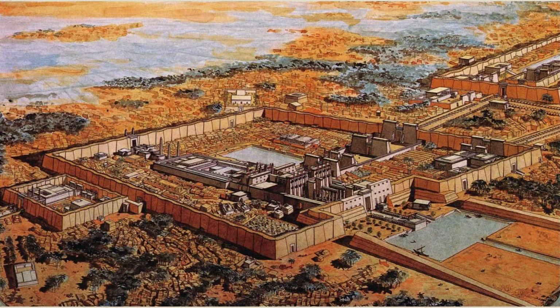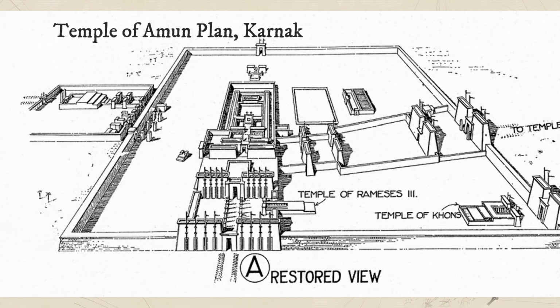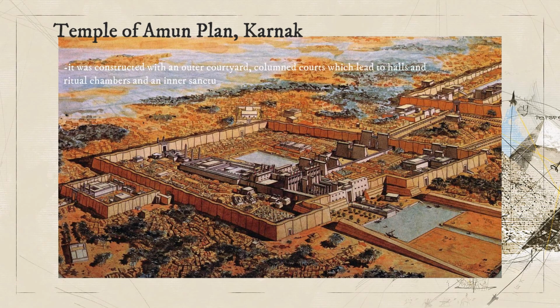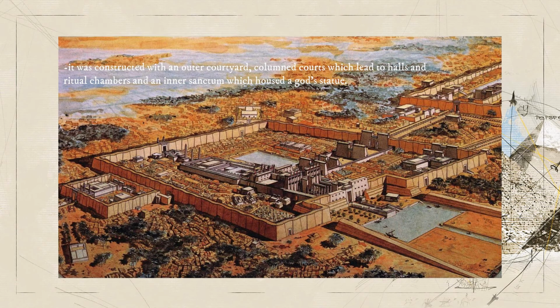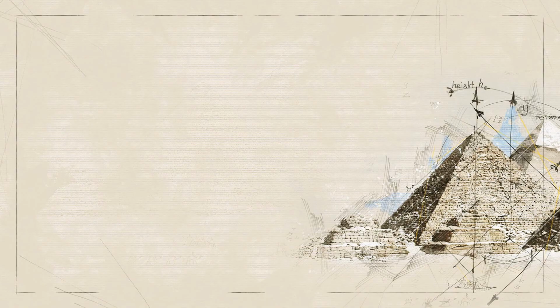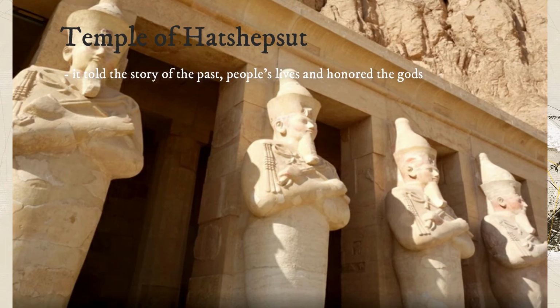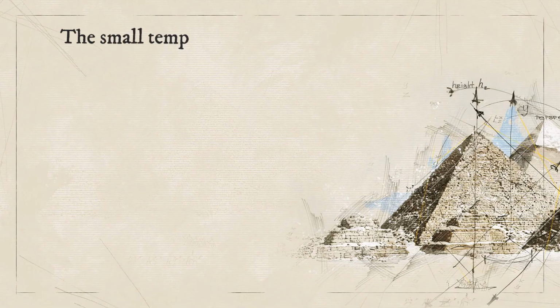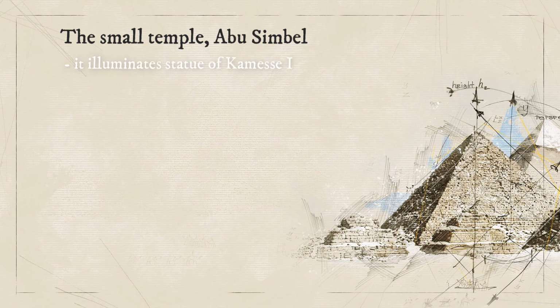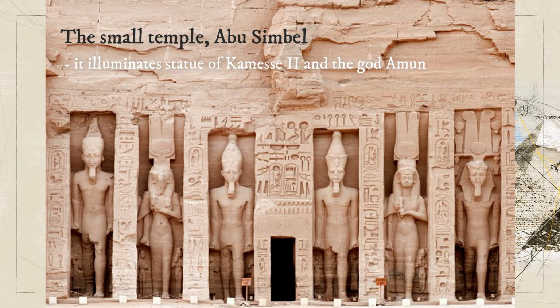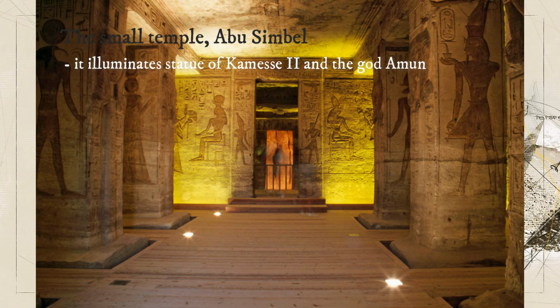One of the temples is the Temple of Amon, plan, Karnak. It was constructed with an outer courtyard, columned courts which lead to halls and ritual chambers, and an inner sanctum which housed a god statue. Next, the Temple of Hatshepsut. It told the story of the past, people's lives, and honored gods. Last, the small temple, Abu Simbel. It has illuminated statues of Ramses II and the god Amon.